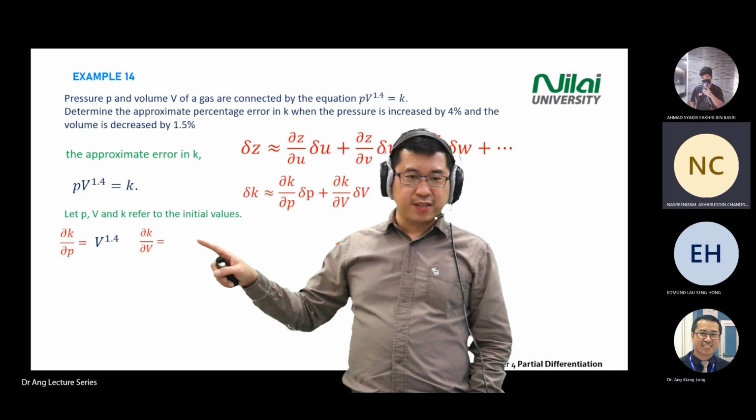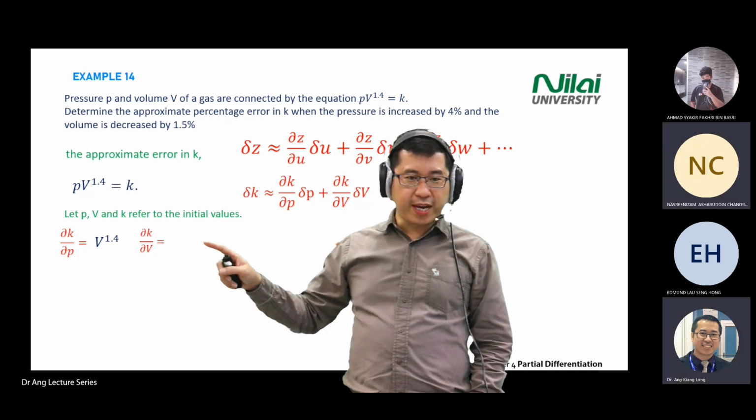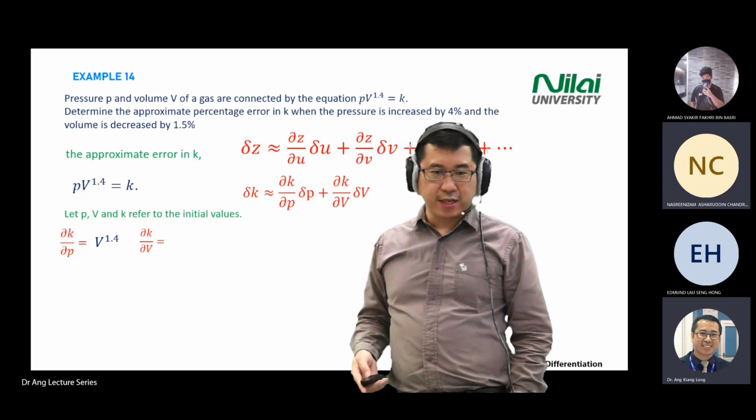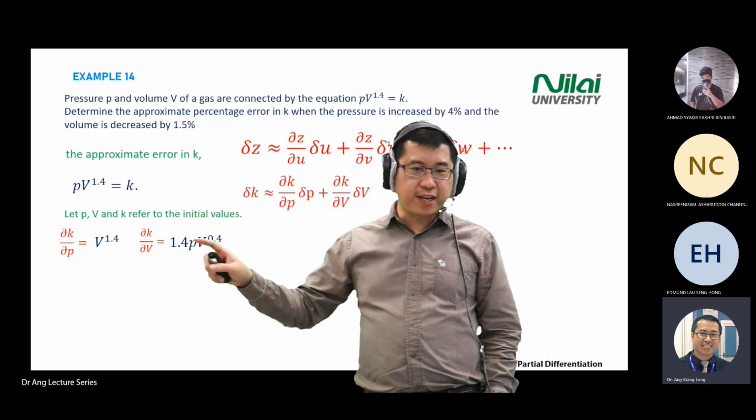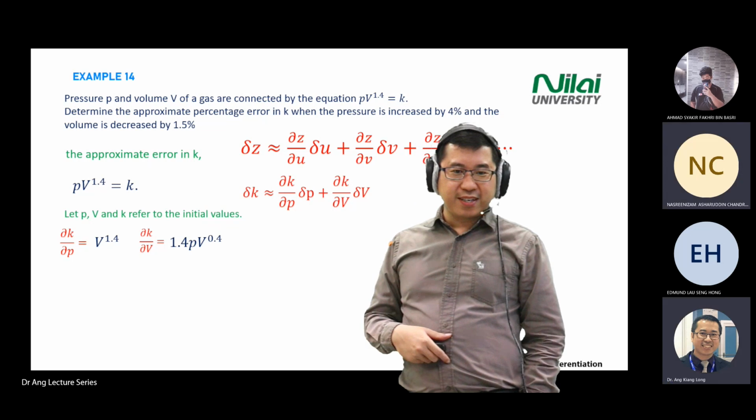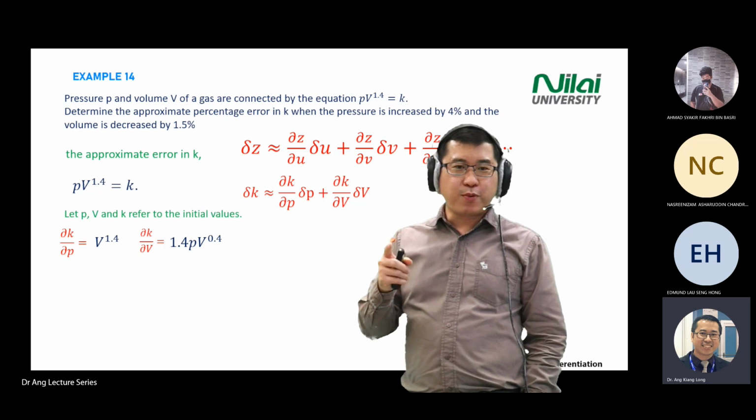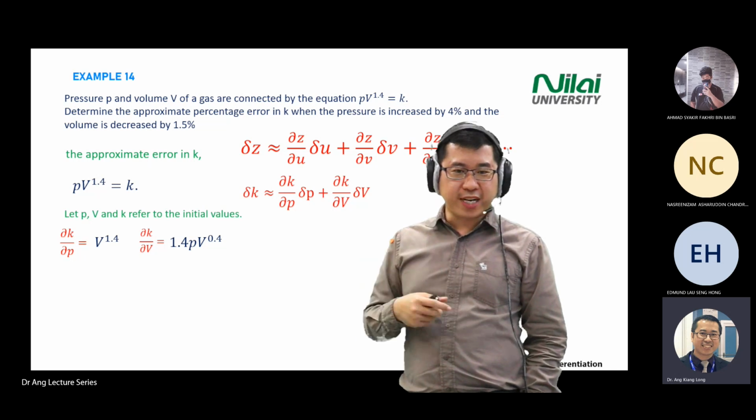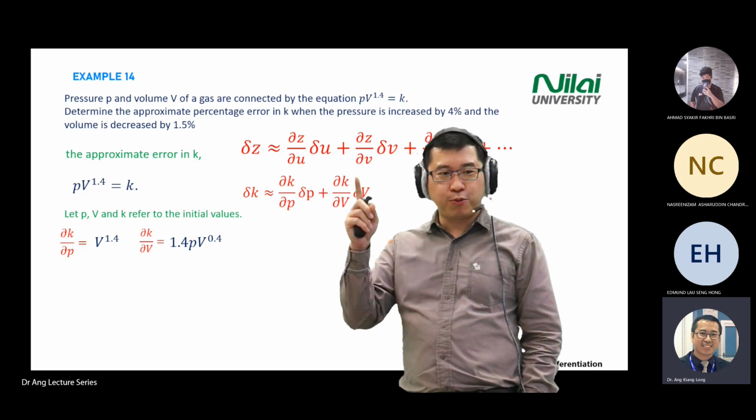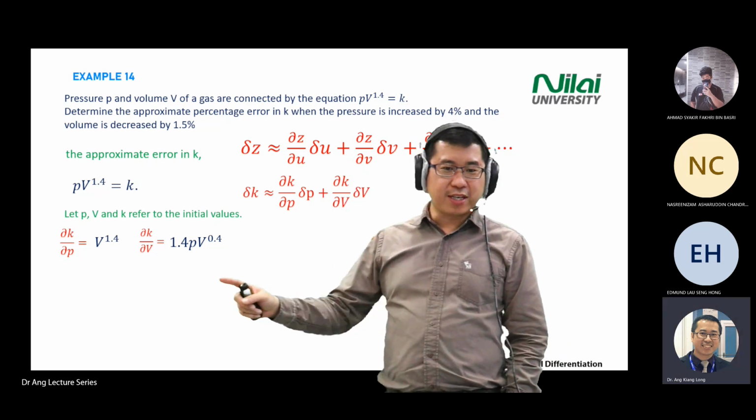P times 1.4 times V to the power of 0.4. Remember there's a 1.4 pushed to the front. It's like when you differentiate x to the power 2, dy/dx, you get 2x. How do you get 2x? Because you pull the power 2 to the front. That's why there's 1.4 there.